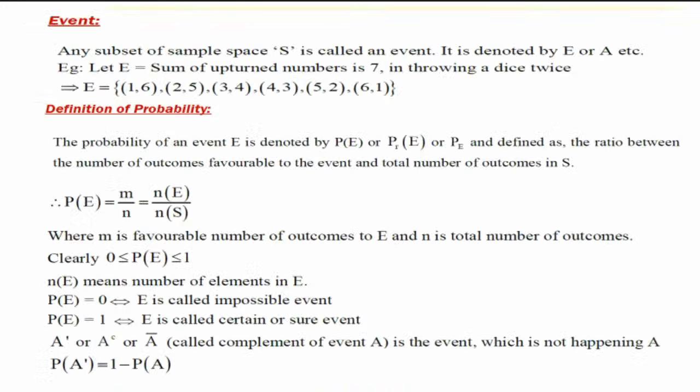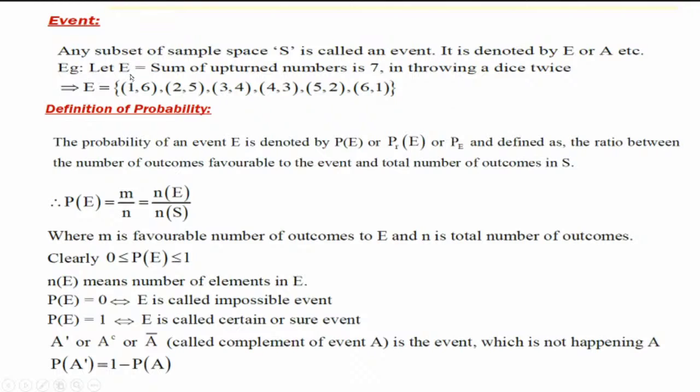Now, this is the definition of event. Any subset of the sample space is called an event. Subset means you have some set A with one element or two elements. Any part of a given set is called a subset. A smaller set is called a subset. Usually events are denoted by capital A, capital B, capital E, etc.